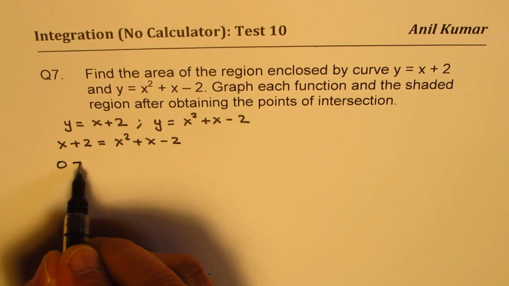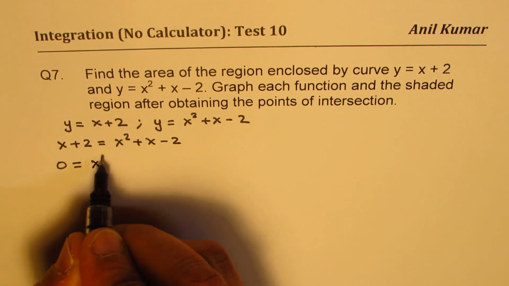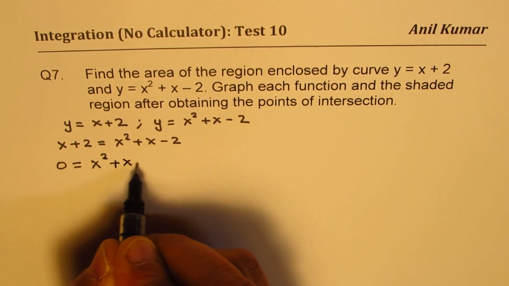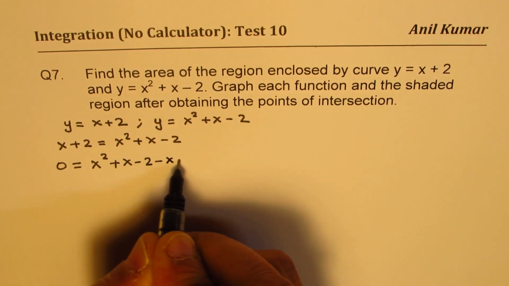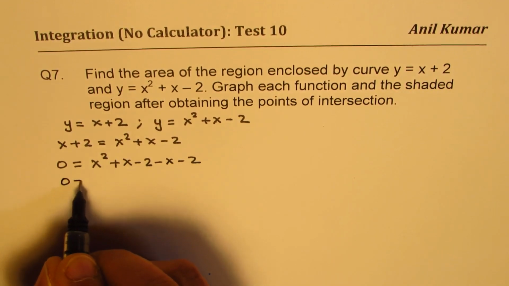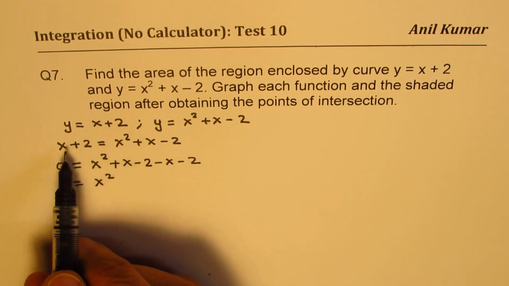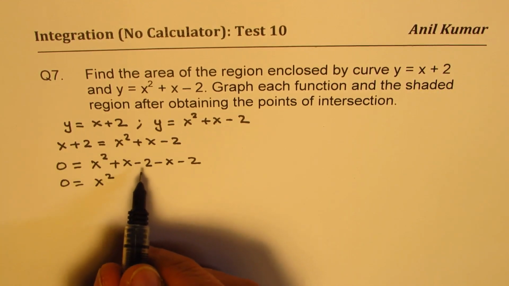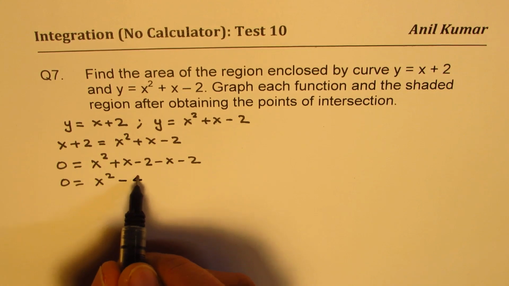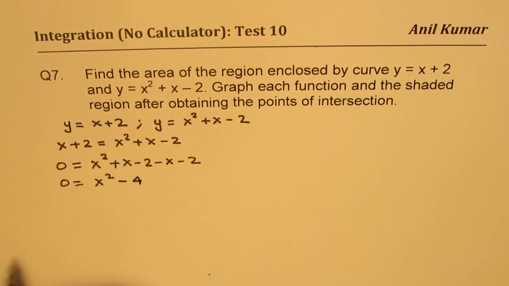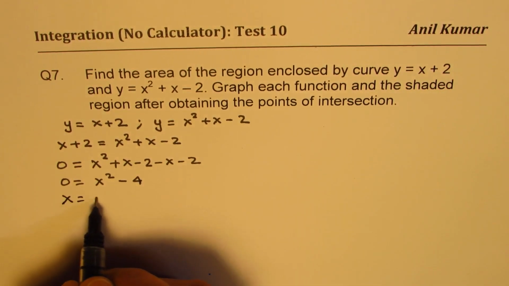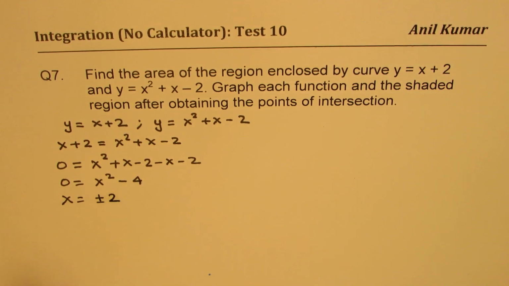Bringing them together, we can write 0 equals x squared plus x minus 2 minus x minus 2. And that gives us x squared, plus x minus x cancels, and we get minus 4. So that gives us two values of x. So x is equal to plus minus 2, right? Square root of 4. So these are the 2 points of intersection.